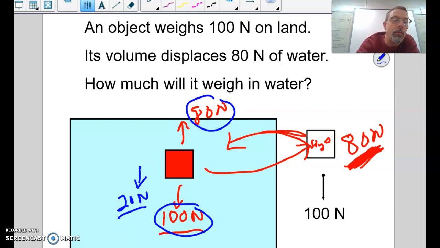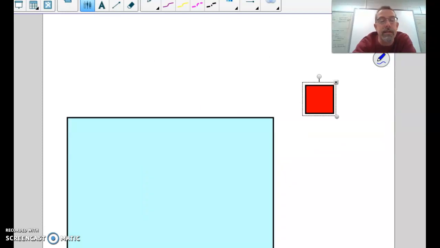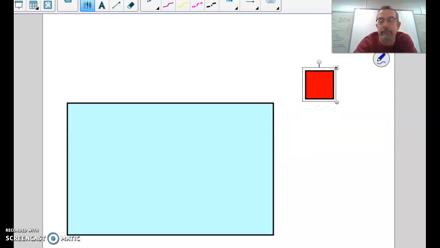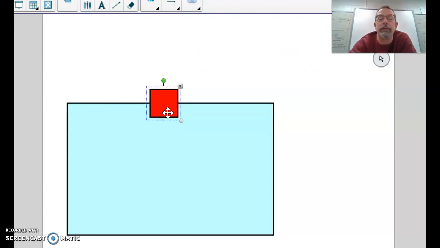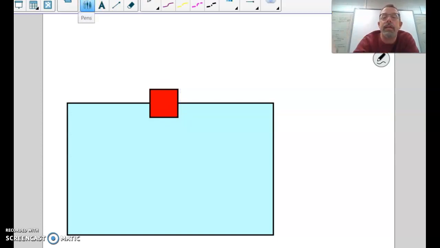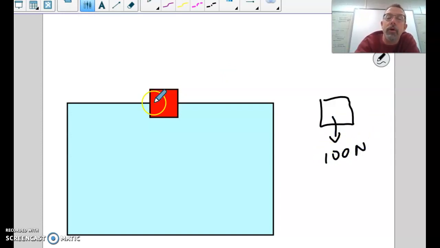But you and I know that not all objects sink. Okay? Some objects float. So let's say I take this object right here and I put it into this water, and it only comes to this point. It floats at this point. And let's say again that this object has a weight of 100 newtons when it's over here. But now it floats.